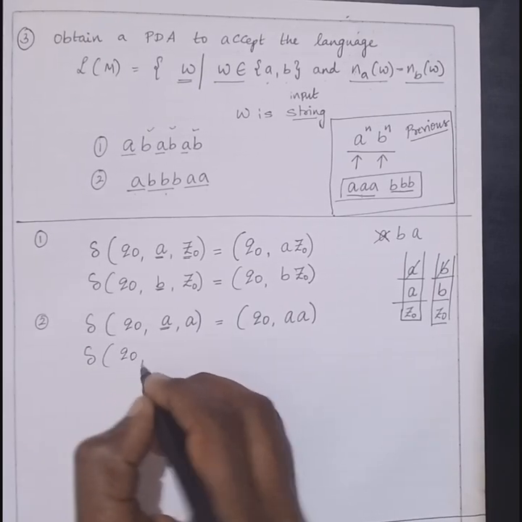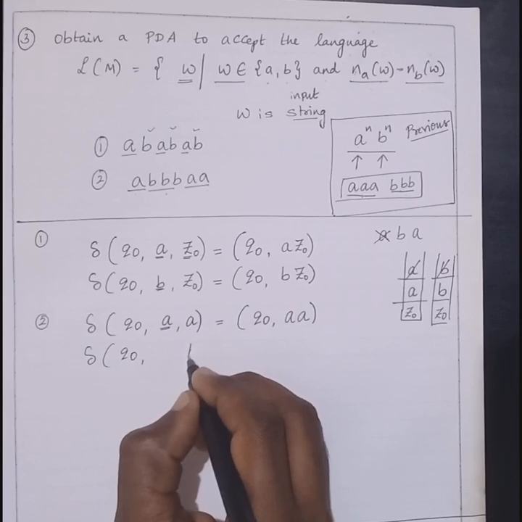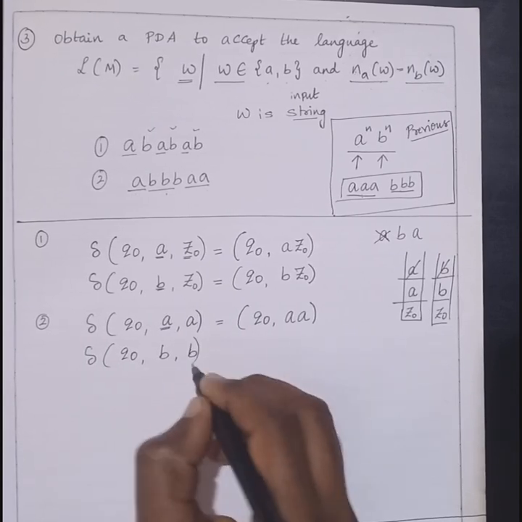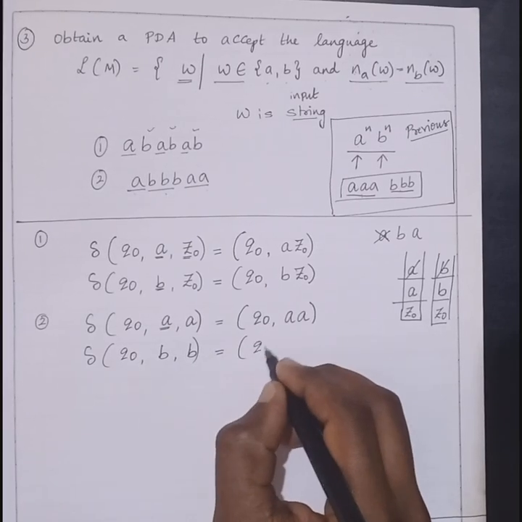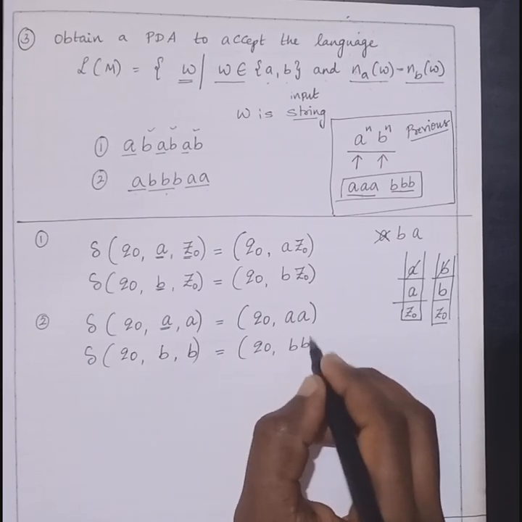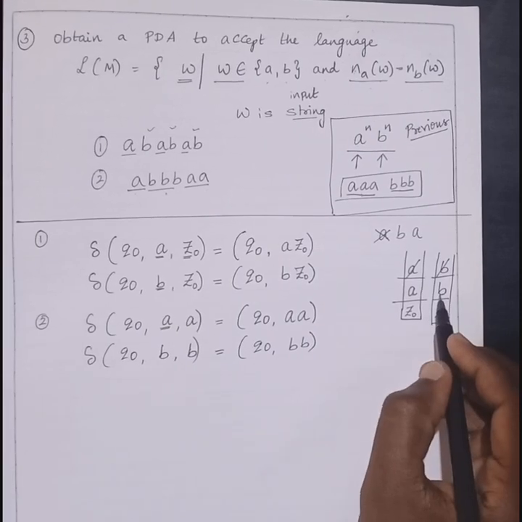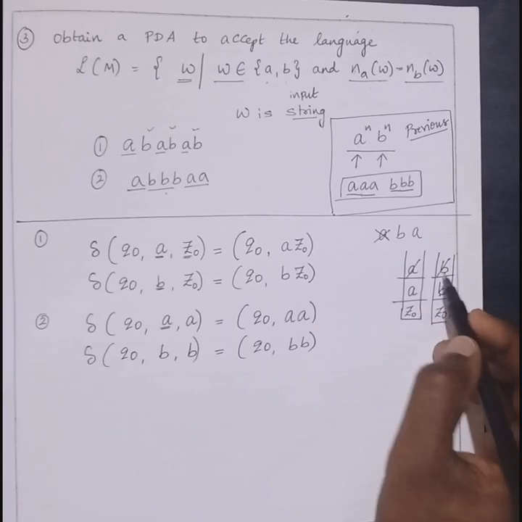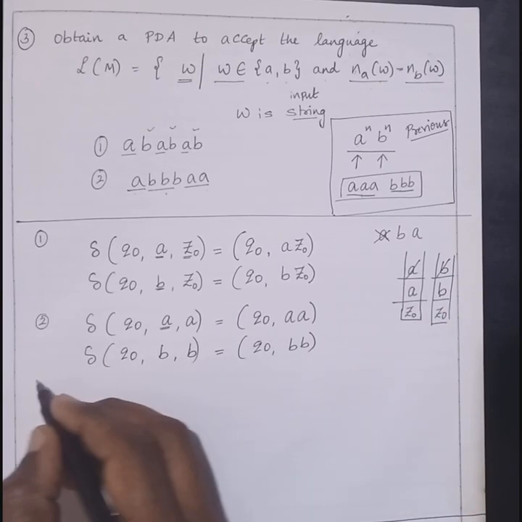If the top of the stack is b and our input is b, then also we'll push onto the stack, that is b and b. Already it was a b and you're reading a new input also b. So we have not found any match, and we'll push it to the stack. Okay, this is the second case.